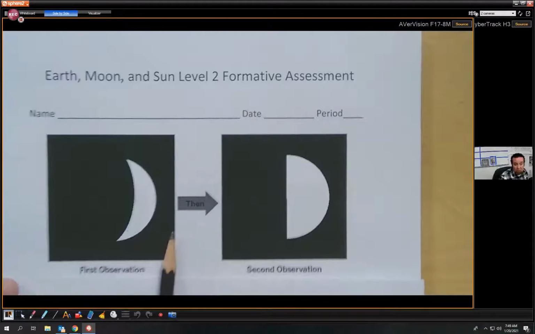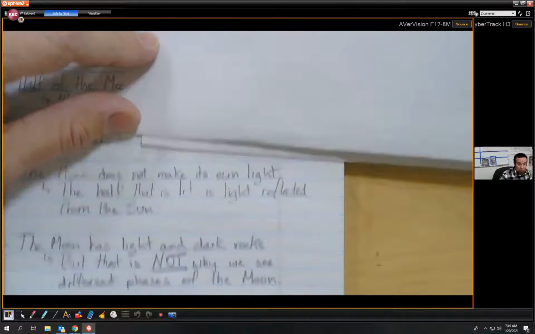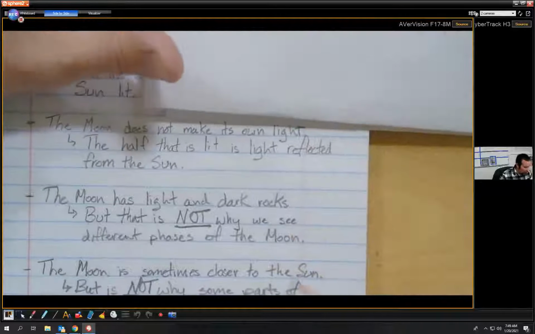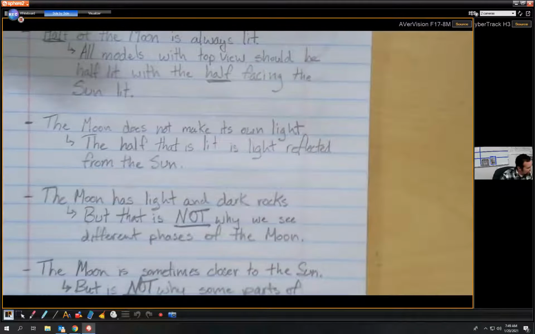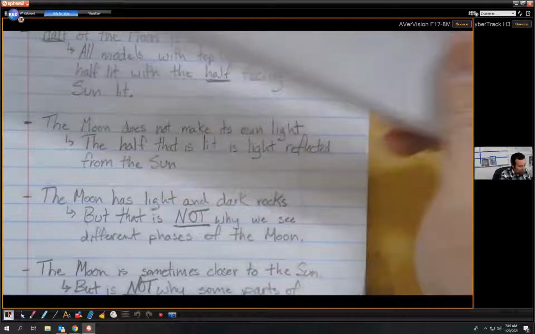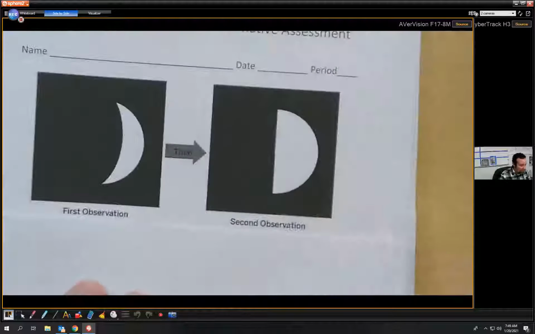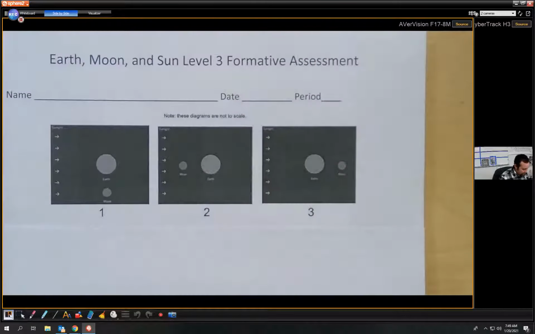Is it because the sun is closer? No. According to our notes, not so much. Is it because the rocks are different color? According to our notes, not so much. Is it because the position of the moon changed? According to our notes, absolutely. So that makes this level of questioning fairly easy for students to answer.